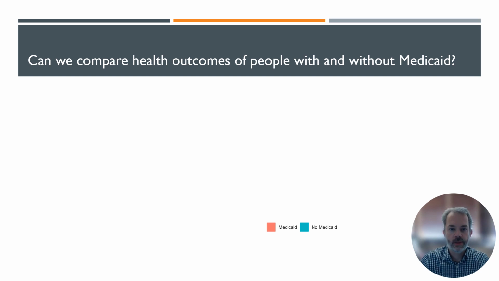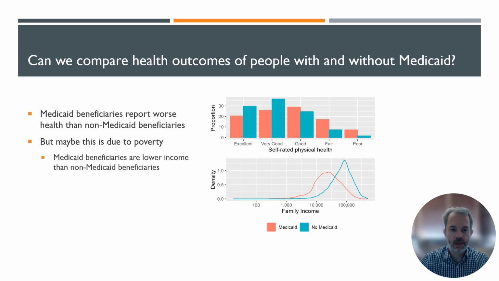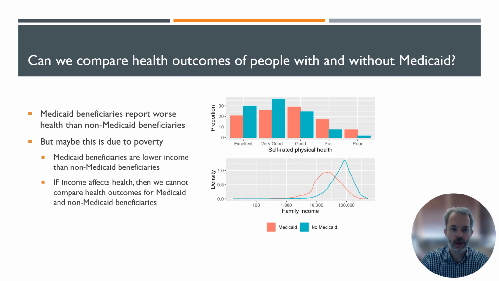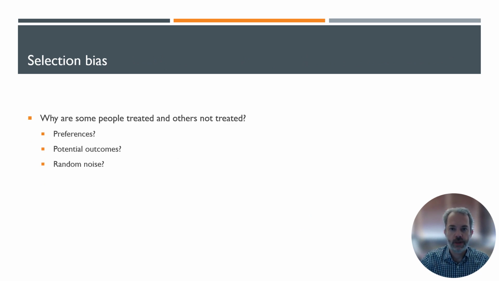Let's first try the observational comparison. Medicaid beneficiaries are in general in worse health than non-Medicaid beneficiaries. This may be due to poverty, since people in Medicaid are more likely to be in poverty than people in non-Medicaid. So the issue is if poverty has an effect on health, then we cannot simply compare Medicaid and non-Medicaid health outcomes. We call this problem selection bias because people may choose to participate in a treatment or policy in a systematic way. Perhaps this is due to preferences.